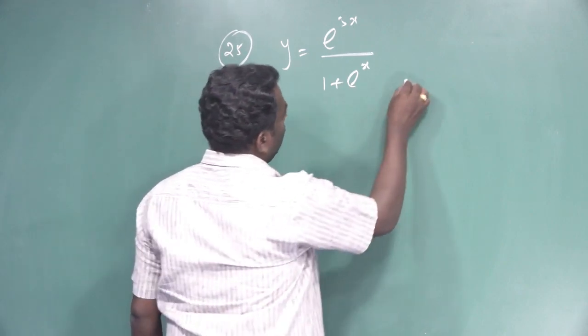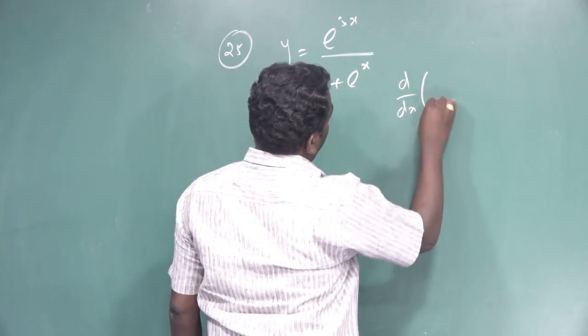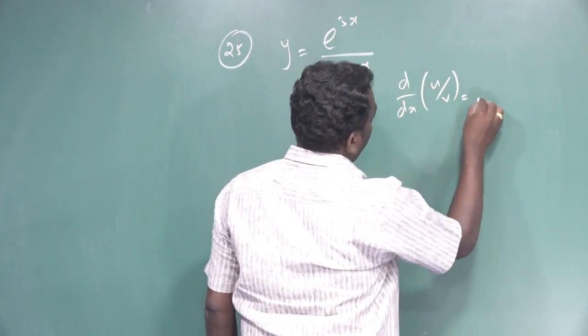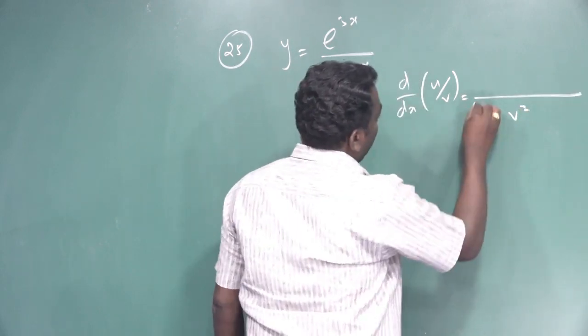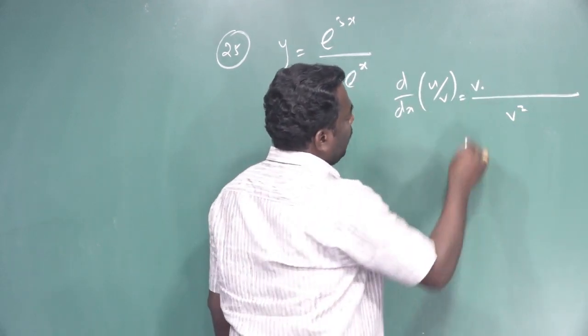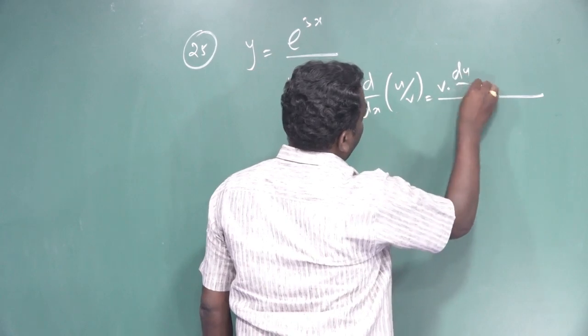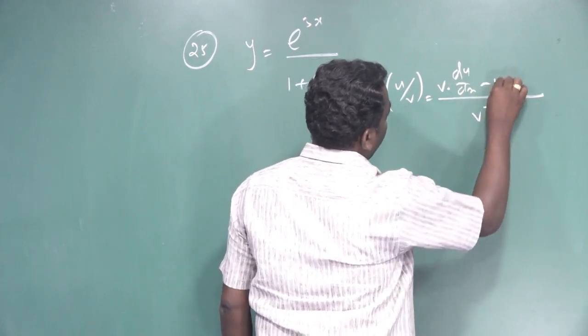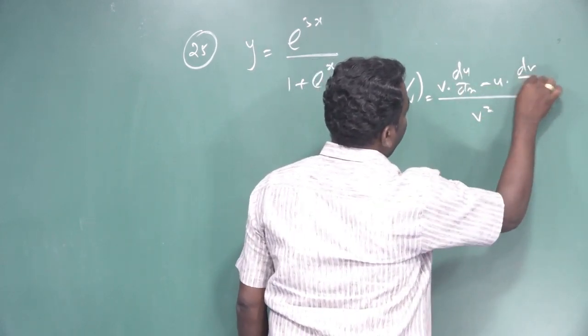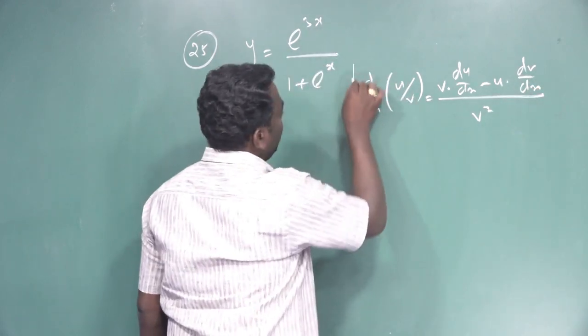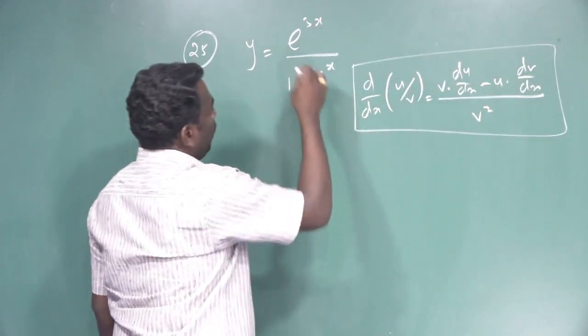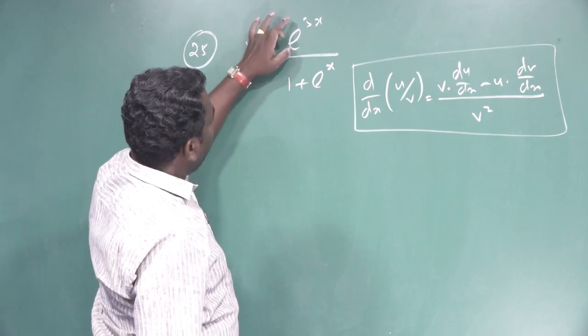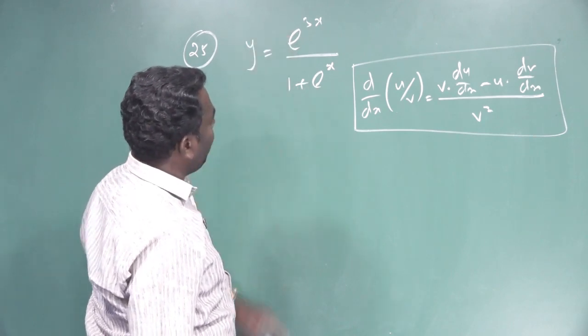What is the quotient rule? d by dx of u by v is equal to denominator v square, and keep v as it is, differentiate du by dx, minus keep u as it is, differentiate dv by dx. This is called the quotient rule. Now here u is e power 3x, v is 1 plus e power x.